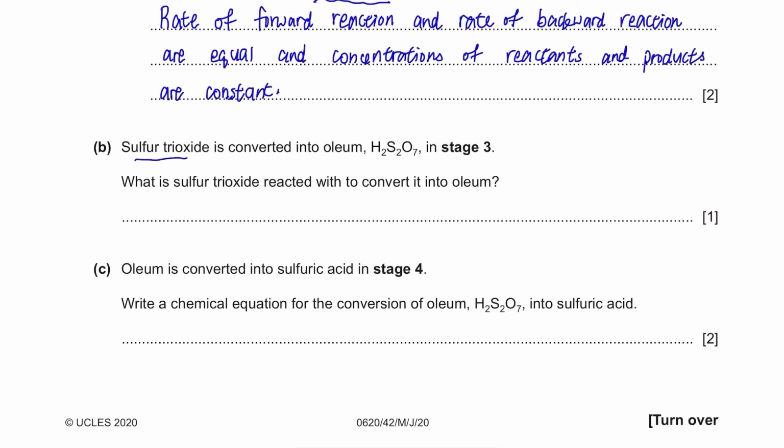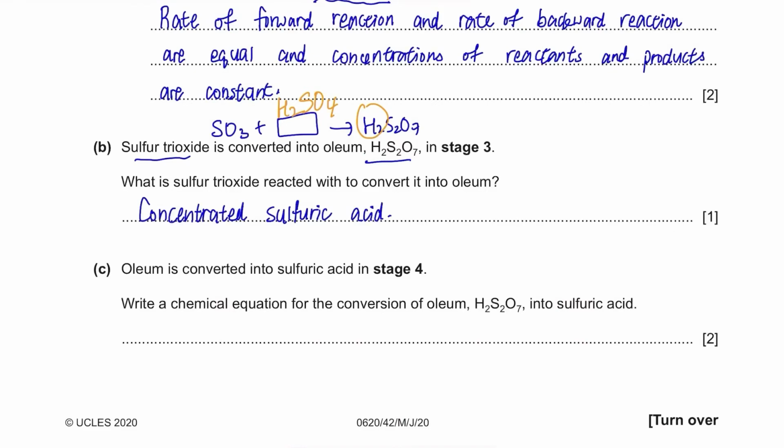Part B. Sulfur trioxide is converted into oleum, H2S2O7, in stage 3. What does sulfur trioxide react with to convert it into oleum? If you write the formula of sulfur trioxide, it's SO3, and it's changed to oleum, H2S2O7, by adding something. You can actually figure this out from this equation itself. Well, you need to add H2, and one more S, then 4 more oxygen atoms. And what is this? It's H2SO4, the sulfuric acid. But when they're using this in factories, it's a complicated process, so it needs to be called concentrated sulfuric acid.